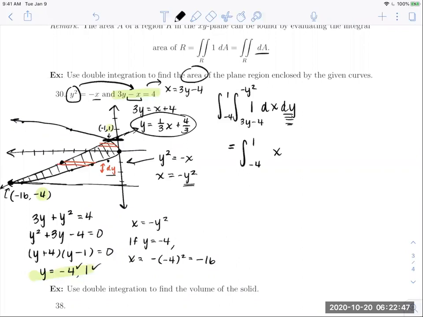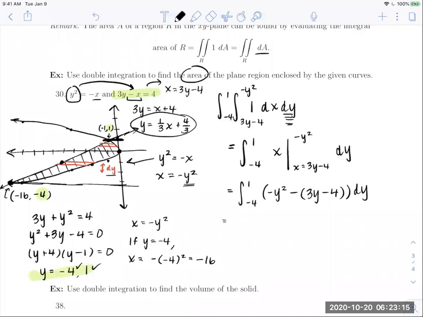So that's going to give me an x, and I want to evaluate x from 3y minus 4 up to -y squared dy. And so that's going to give me the integral from -4 to 1 of -y squared minus 3y minus 4. All right, so we're down to a Calc 1 integral.